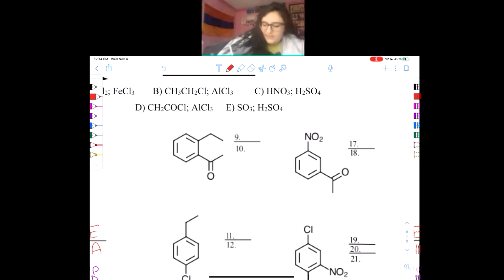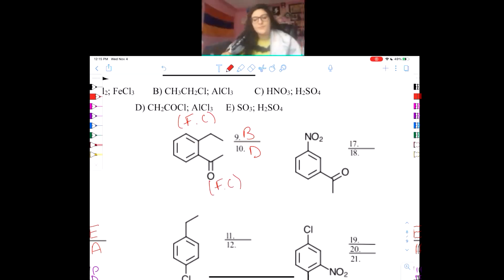B and then D. Cool. So B is the alkylation, D is the acylation, and both are Friedel-Crafts, so I'm going to write that down. B had to come first because one reason is this is an ortho-para activator, and this is a meta-strong deactivator. Since these two groups are ortho to one another, you know that this had to be added first.